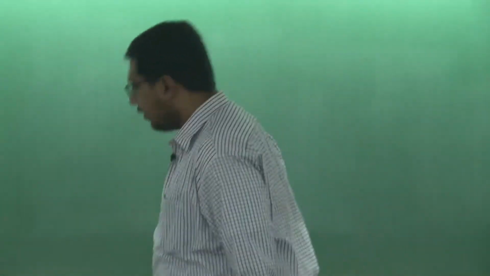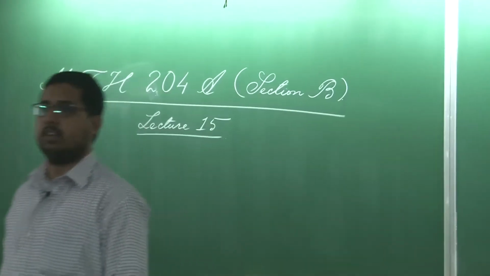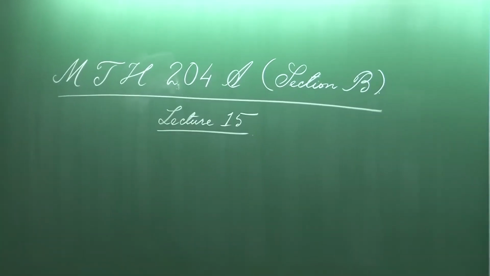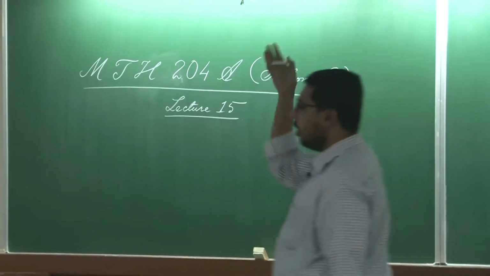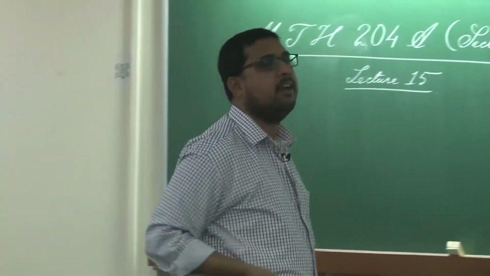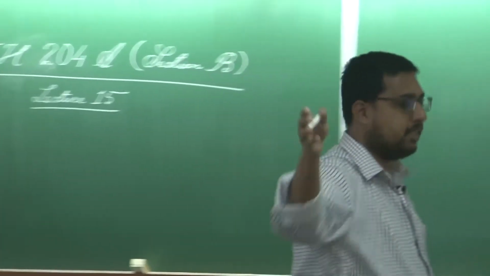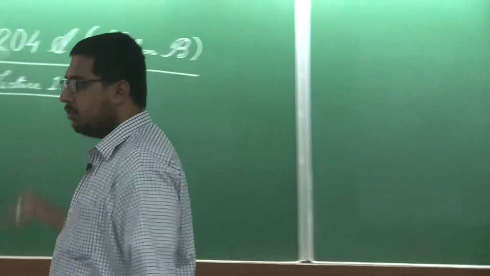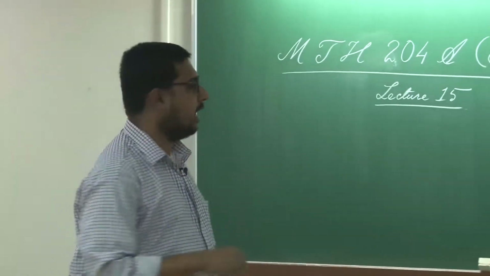This is the 15th lecture of the course MTH 204A for section B. In the last lecture, we have proved that every p-group is nilpotent. In fact, p-groups are the building blocks for finite nilpotent groups, in the sense that a finite group is nilpotent if and only if it's a direct product of p-groups. This is what we will prove in this lecture.